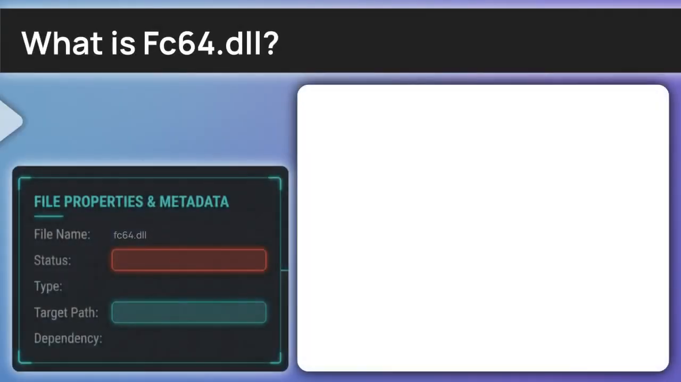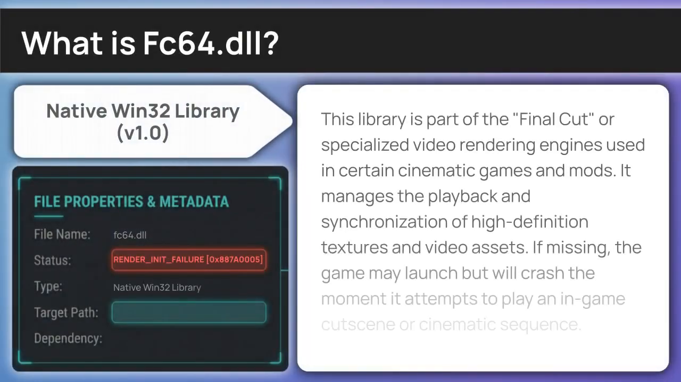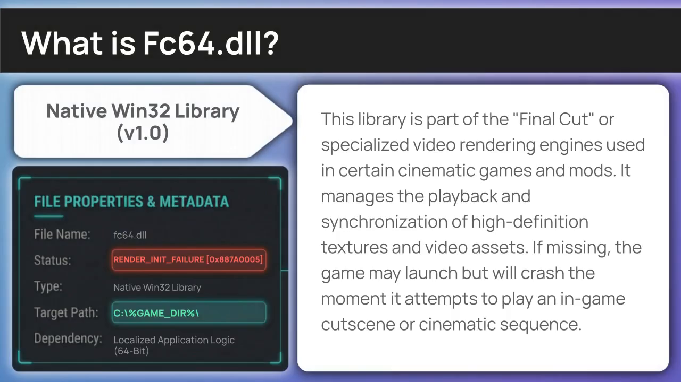This is the FC64 module. This library is part of the Final Cut or specialized video rendering engines used in certain cinematic games and mods. It manages the playback and synchronization of high-definition textures and video assets. If missing, the game may launch but will crash the moment it attempts to play an in-game cutscene or cinematic sequence. Now that we've covered what the file does, let's jump into our first fix.